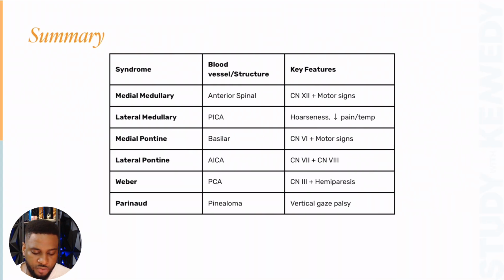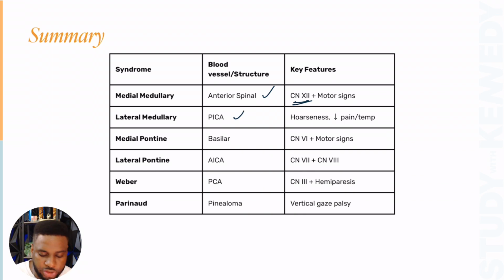This is a brief summary of all of this. We saw medial medullary syndrome as a result of anterior spinal artery lesion. For example, you're looking for cranial nerve 12, hypoglossal nerve signs, ipsilateral tongue deviation. How do you know which side the problem is? Look for the cranial nerve sign. Whatever side the cranial nerve sign is, that is the side where the injury is, okay?